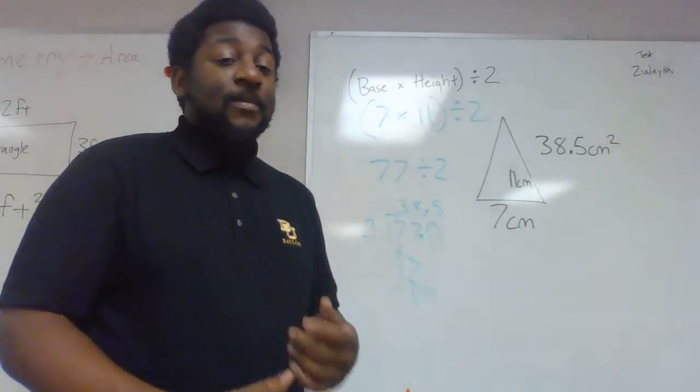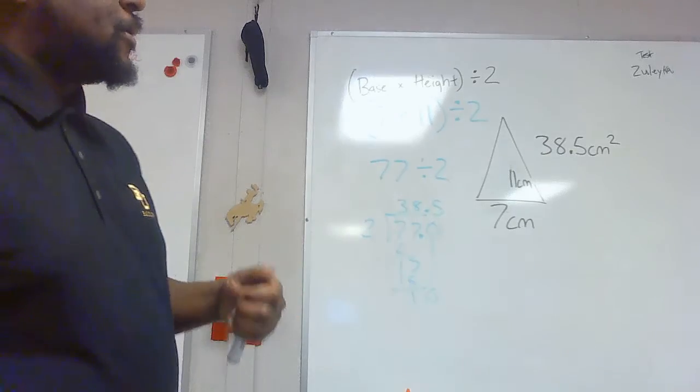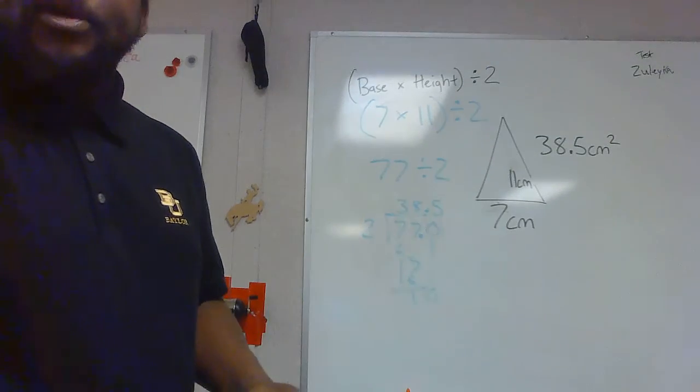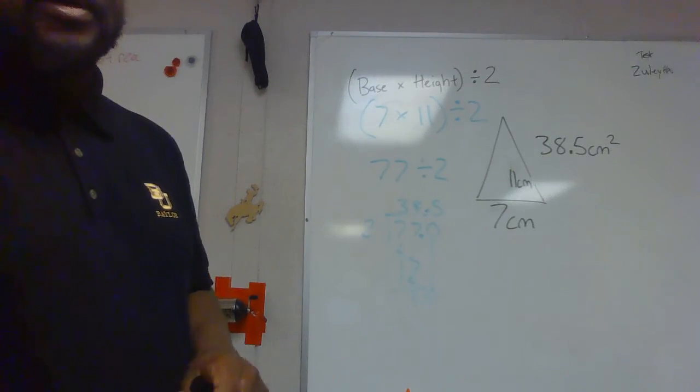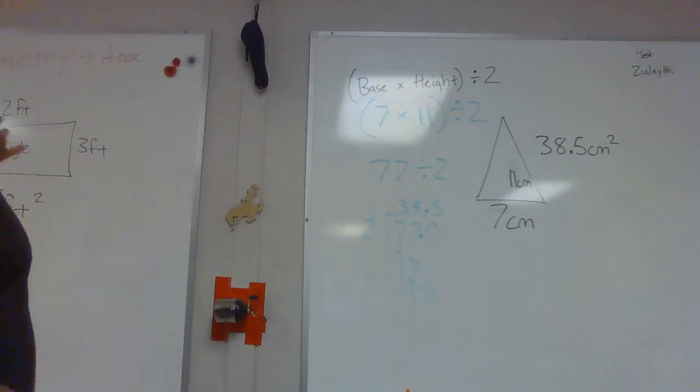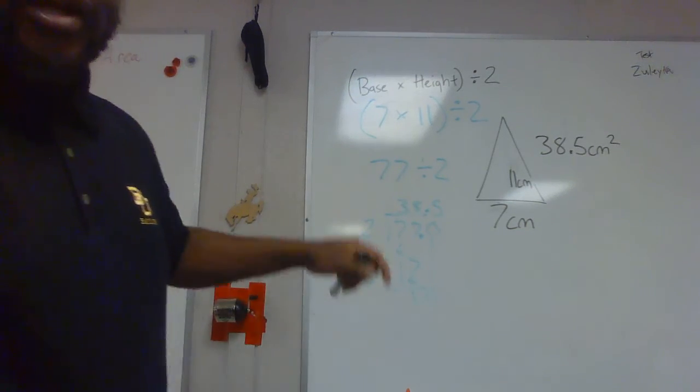Please, y'all, if you have any questions, let me know. Tomorrow we'll learn about a rhombus and a trapezoid as well. So we're going to add 2 more things to area tomorrow. But for today, we're talking about rectangles and squares and triangles.